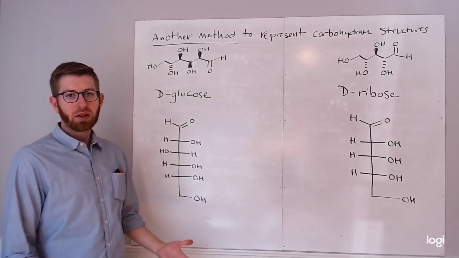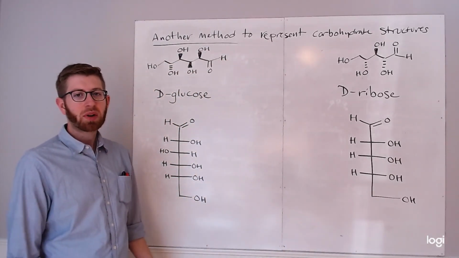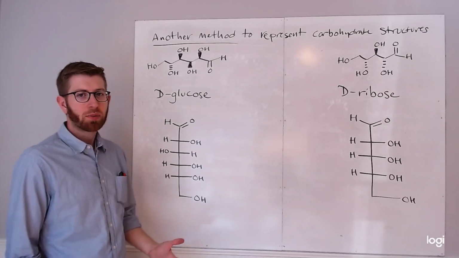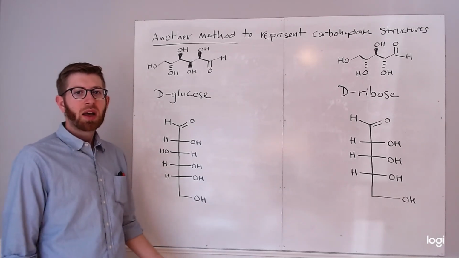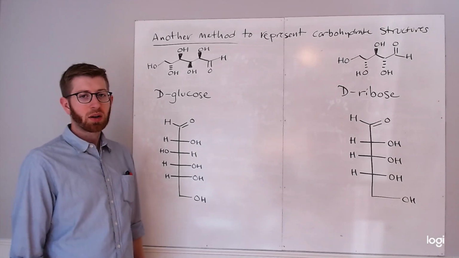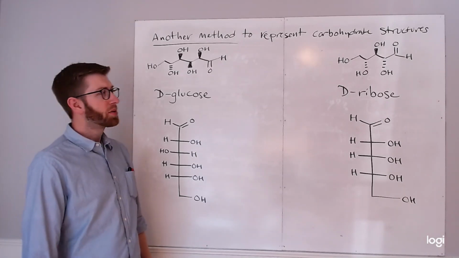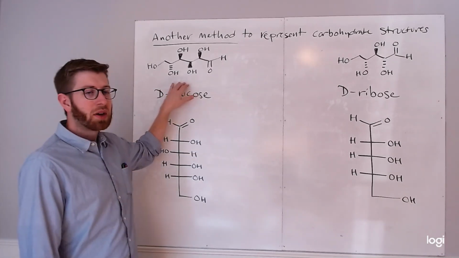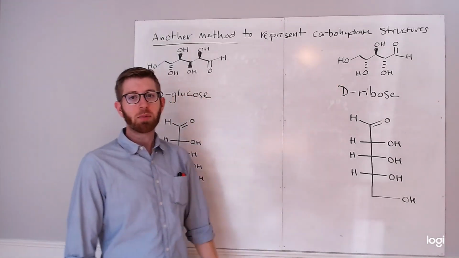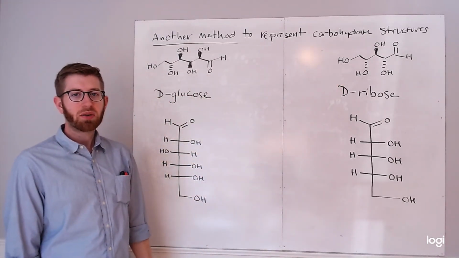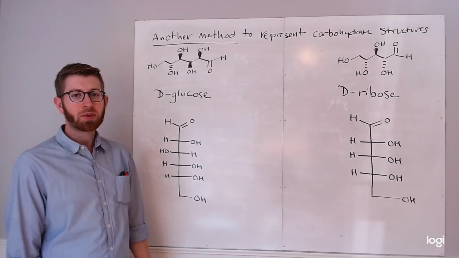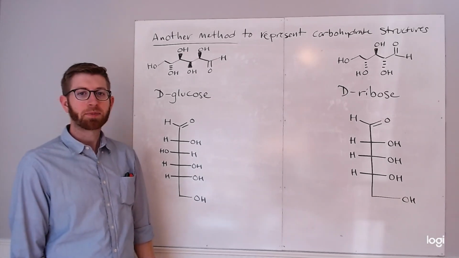So to get us started and to help review what you did in video 1, what I'd like for you to do first is to actually come up with a name using aldo and keto and carbon count prefixes to describe D-glucose as well as D-ribose. So go ahead and pause your video and come up with those names for these two structures now.